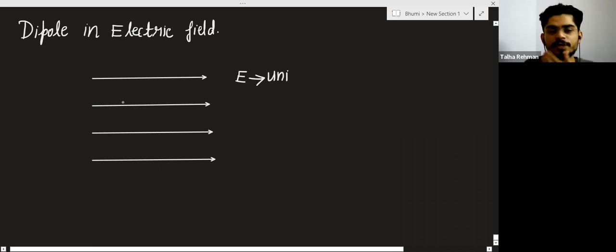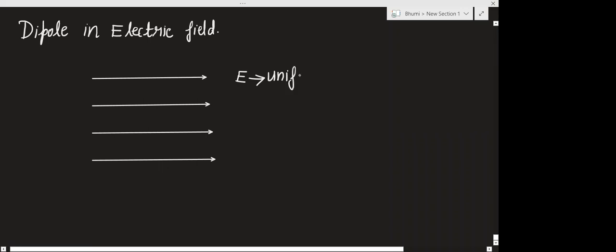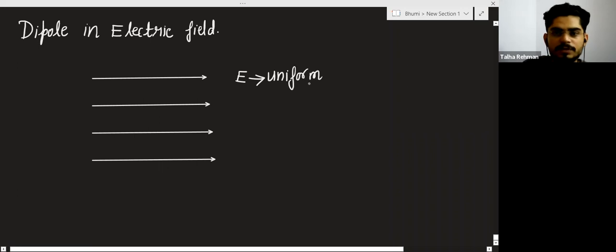What is the meaning of uniform? Uniform means throughout the length, throughout the area, the electric field is the same. Electric field here, here, here, at all the points the electric field is the same. That is uniform. So now we will place a dipole. Suppose I have a minus q charge here and a plus q charge here.